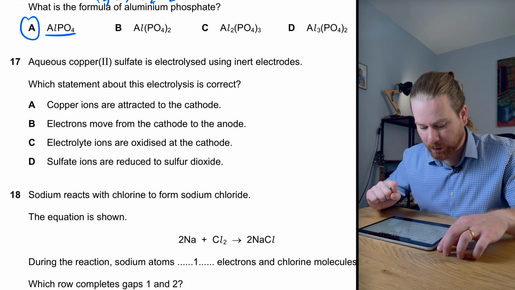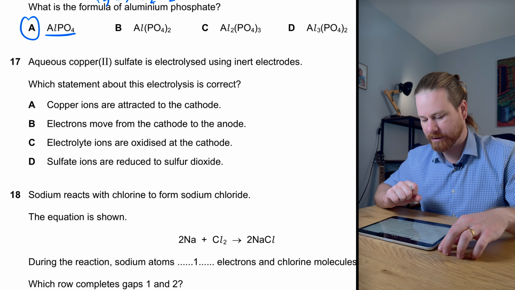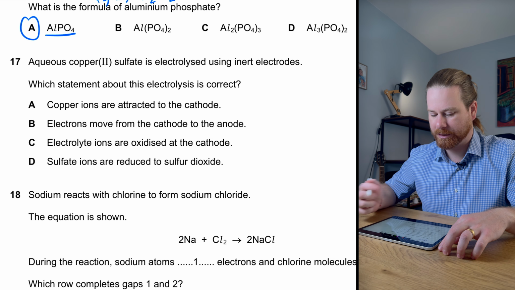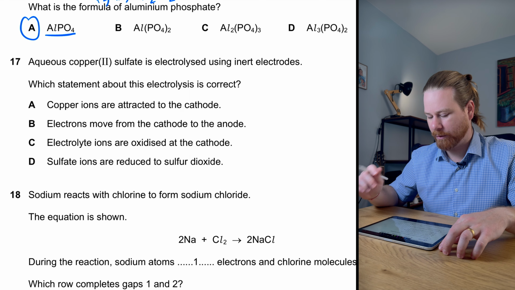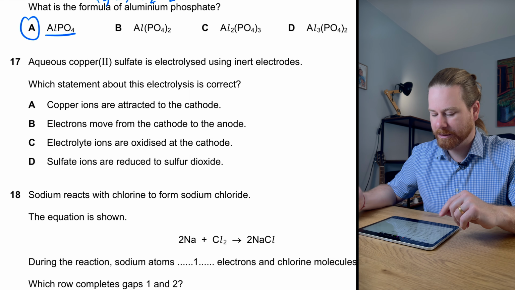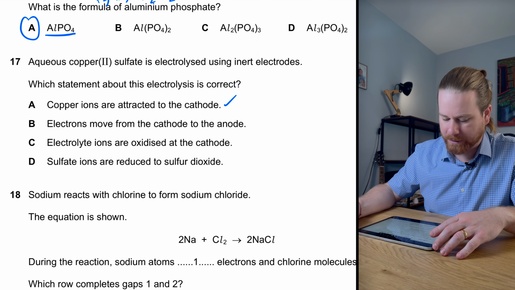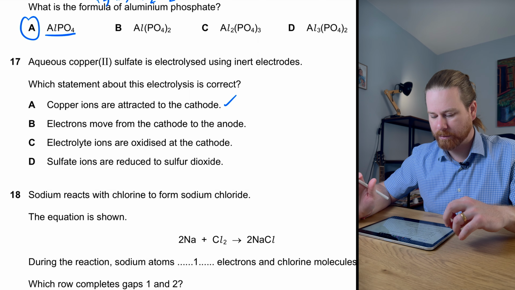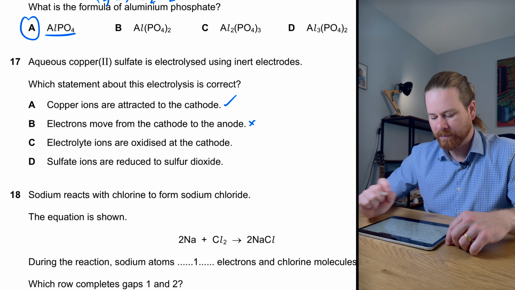Right, so on to our next question. Aqueous copper sulfate is electrolyzed using inert electrodes. Which statement about this electrolysis is correct? We'll just go through them one by one this time. Copper ions are attracted to the cathode. Yes, they are. Electrons move from the cathode to the anode. No, they go the other way.